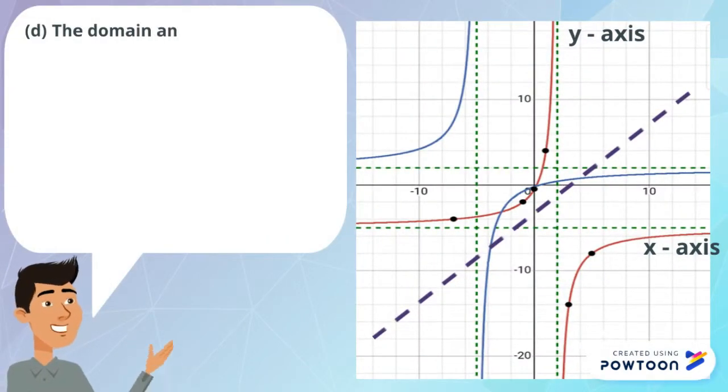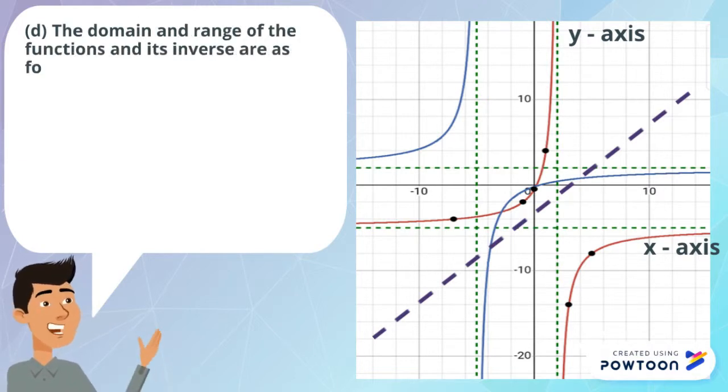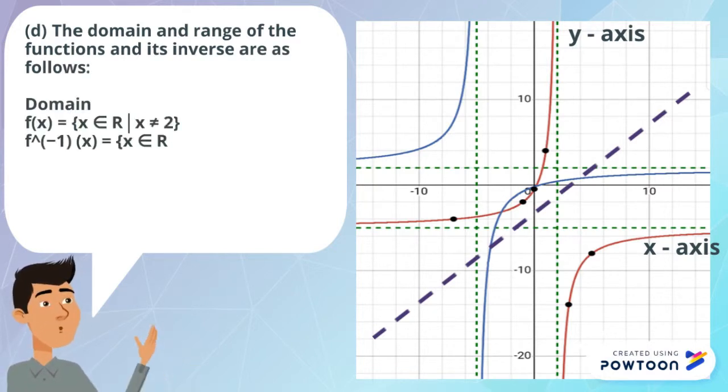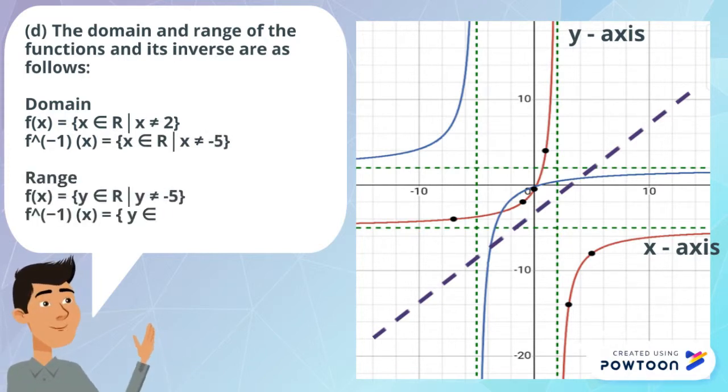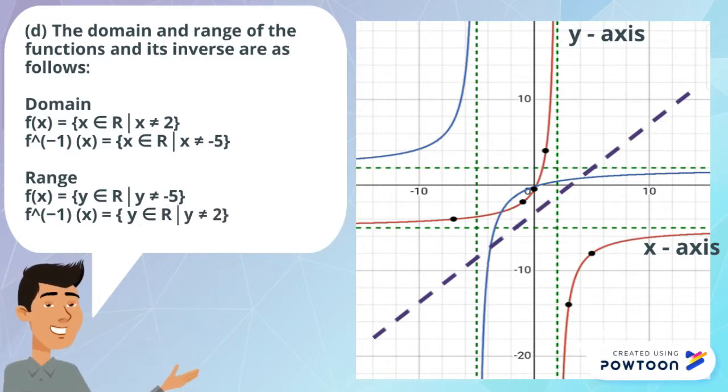Letter D. The domain and range of the function and its inverse are as follows. Domain: f of x is x is an element of R such that x is not equal to 2. The inverse is x is an element of R such that x is not equal to negative 5. The range of f of x is y is an element of R such that y is not equal to negative 5. The inverse function is y is an element of R such that y is not equal to 2.